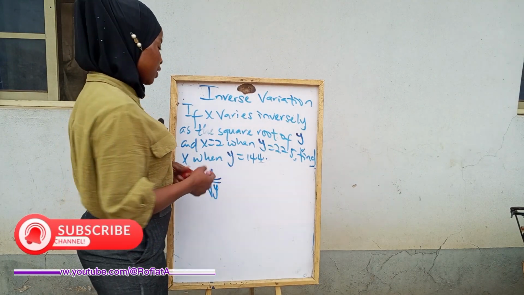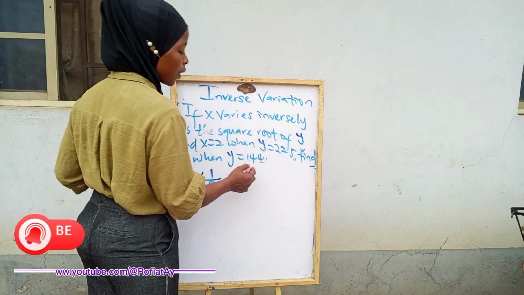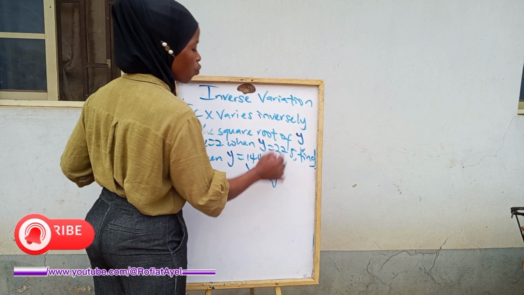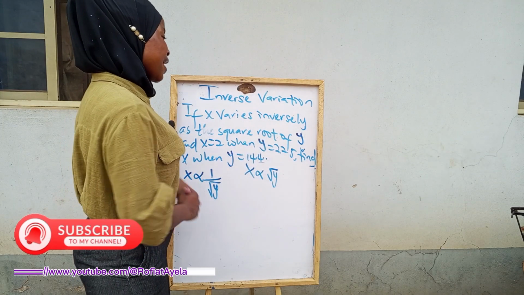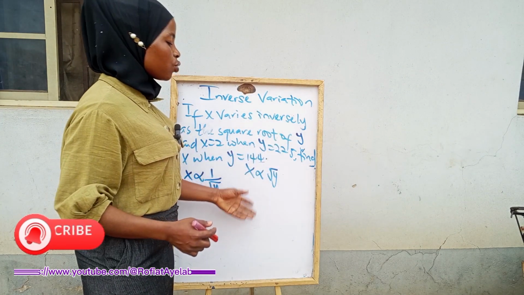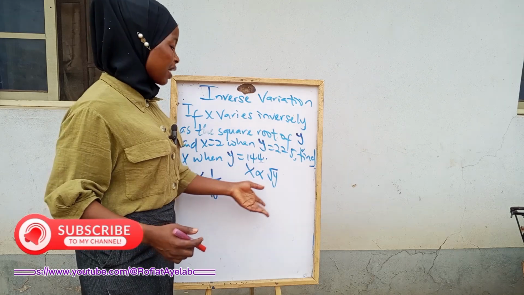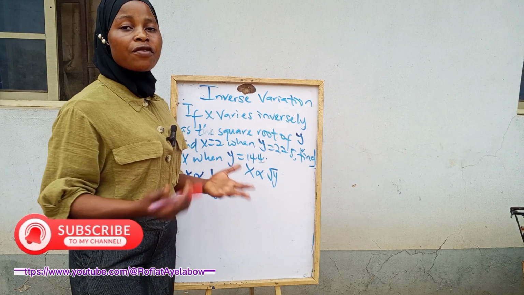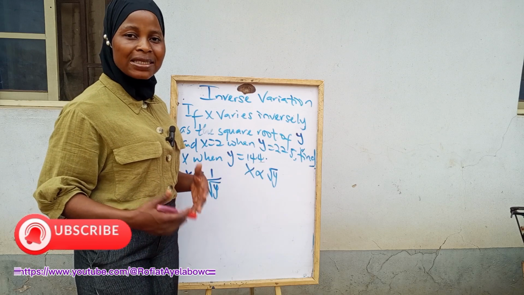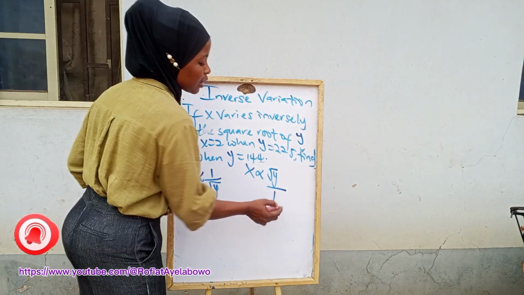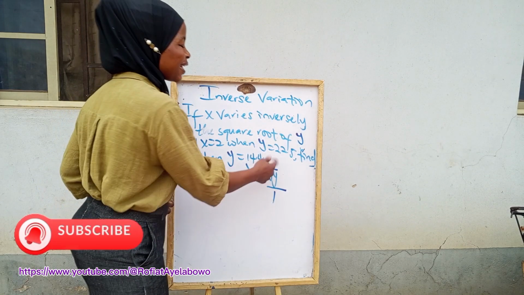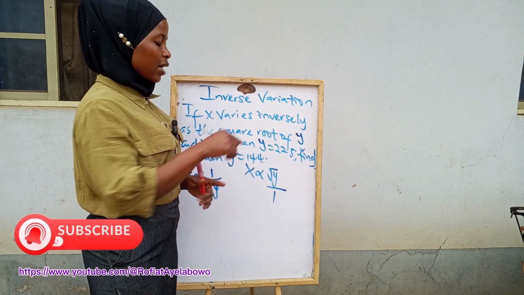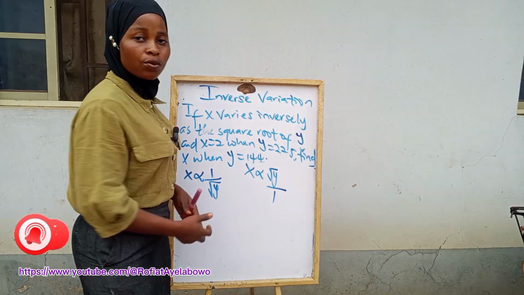In direct variation, if we are given this type of question, we will have x varies directly as square root of y, but here it is inverse, and I want you to know that this square root of y is the same thing as square root of y over 1, because every whole number can be written as a fraction by writing it over 1. So you have this over 1, and if we are to write the inverse of this, it means the opposite. We are going to have 1 over square root of y, and this is what we have here.